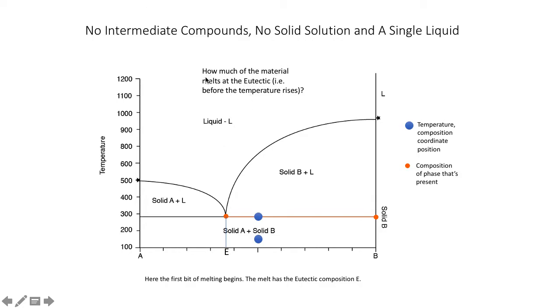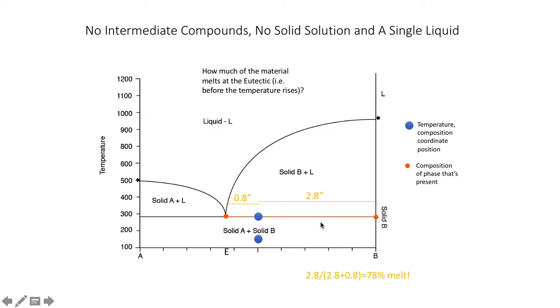So the question then, how much of the material melts at the eutectic before the temperature rises? Okay, so that's what we're going to determine with the lever rule. I've measured them here. You could use the units that are here. You could put a ruler on it and measure it in centimeters, inches. It doesn't matter. It's just the proportion. Okay, 78% melt. All right, so that's a lot of melting that was generated here all at the same temperature. 78% melt, and then the remainder is this solid B.